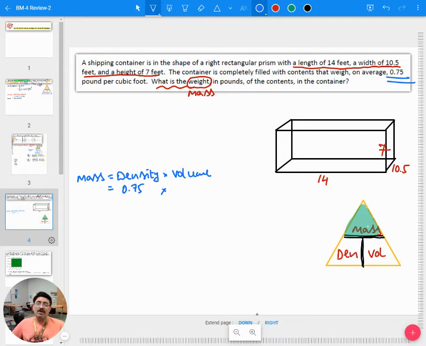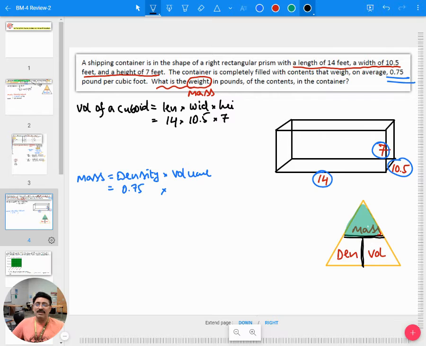The volume is not given, but instead the dimensions are given: length, width, and height. You know that the volume of a cuboid is length times width times height. Now let's plug in these values: 14 feet times 10.5 feet times height 7 feet. Let me quickly grab the calculator and compute 14 times 10.5 times 7. That gives me 1029.